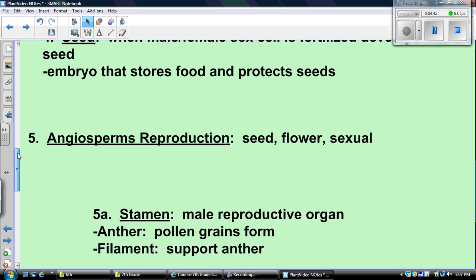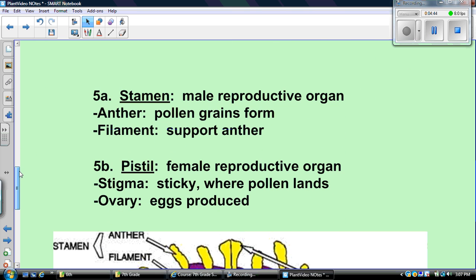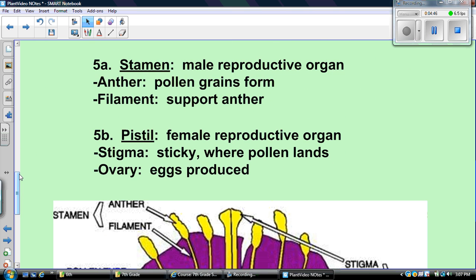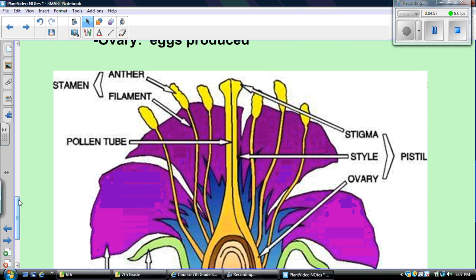Okay, so let's take a look at the parts of the plants that are involved in reproduction. The stamen is the male reproductive organ of a plant. It has the anther, where the pollen grains form, and the filament, which supports the anther. So let's take a look at that. These right here are the stamen. This part right here is the filament. It supports the top part, the anther, which holds the pollen grains.